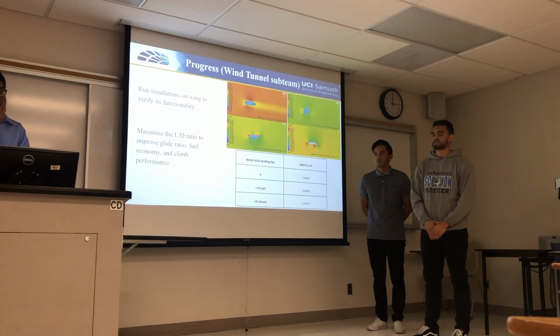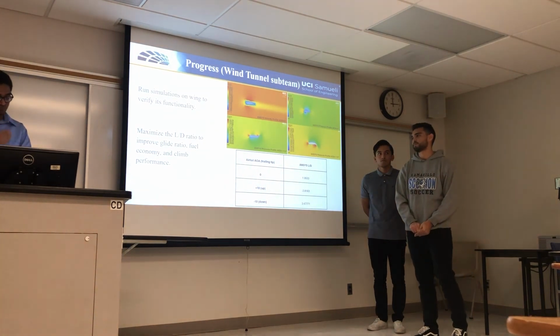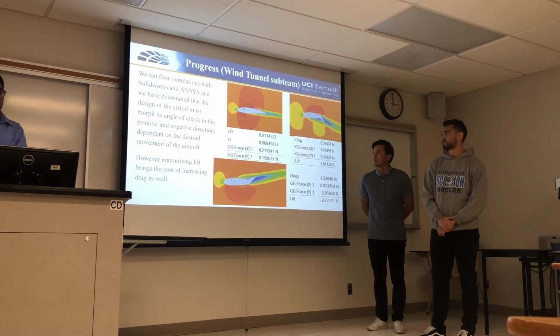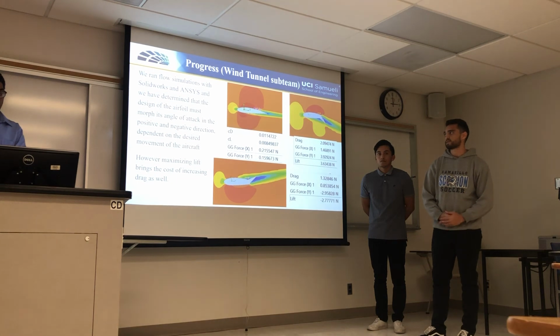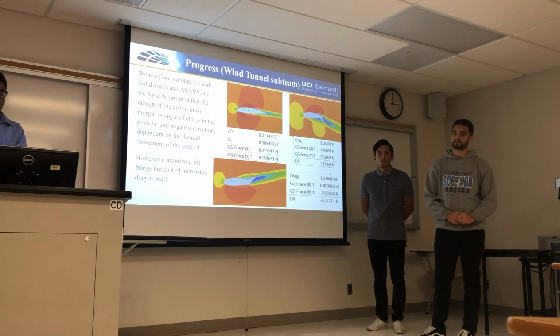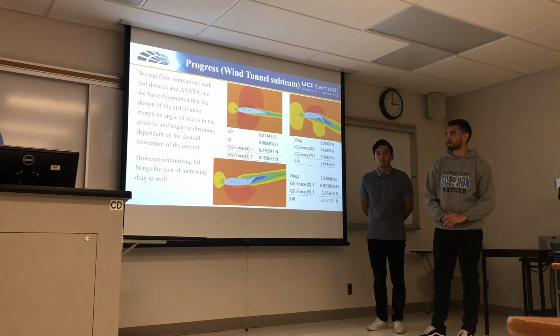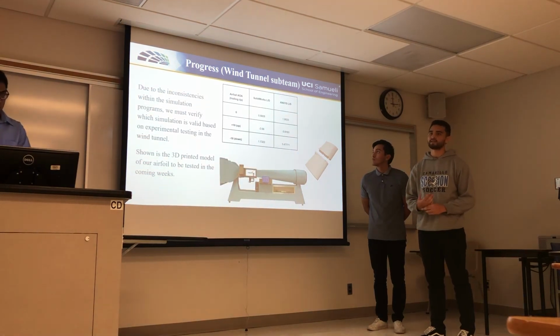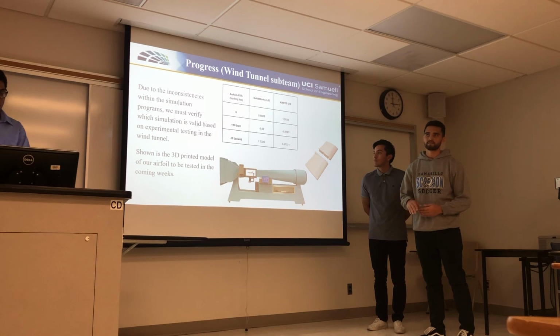So here is a simulation of the ANSYS simulation. We ran simulations using ANSYS and SolidWorks to determine the lift and drag forces as well as their corresponding coefficients. We hope to maximize the lift, although with that comes the cost of increasing the drag as well. So if you go through the simulations, we actually discovered that the wing will have to morph in the positive and negative direction for the angle of attack.